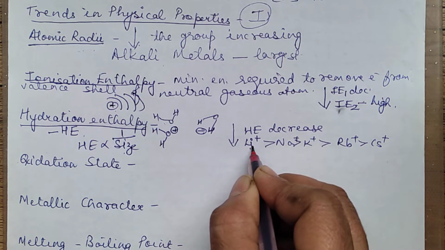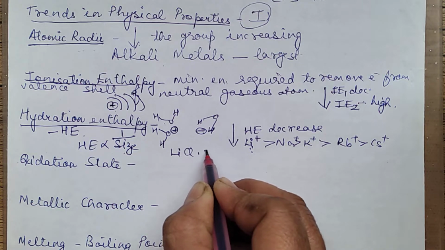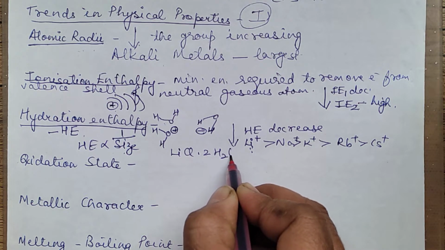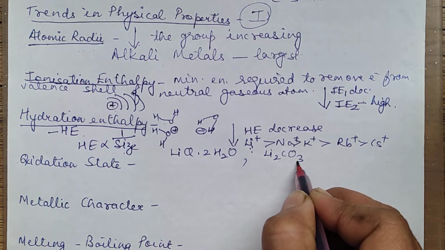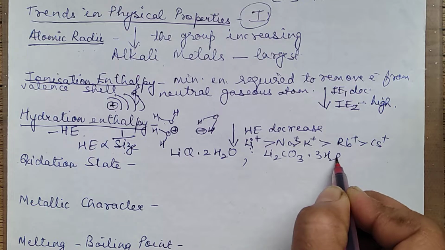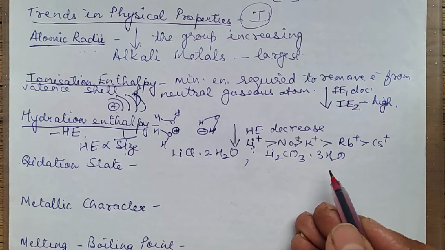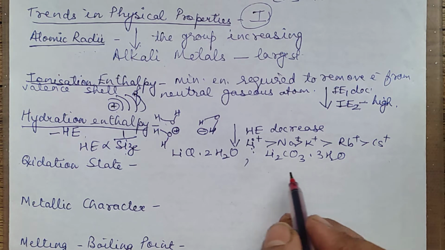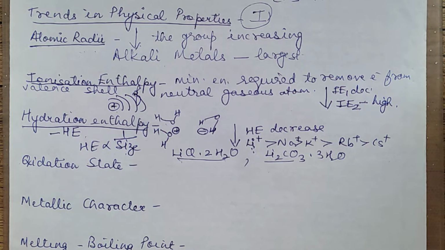It is because of this only that you will find lithium salts, for example LiCl, associated with two water molecules. Lithium carbonate, Li2CO3, is also associated with water molecules. But otherwise you will not find any alkali metal forming hydrated salts. They do not form hydrated salts. Only lithium. So this is a similarity of lithium with the alkaline earth metals.